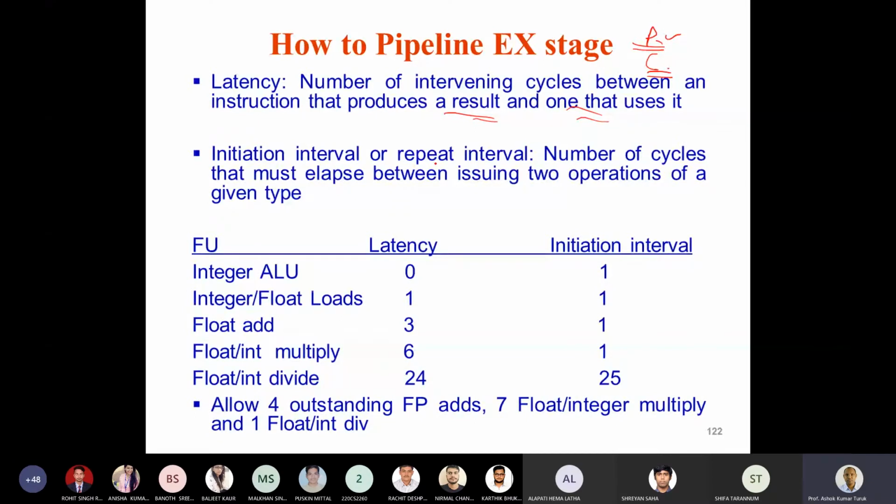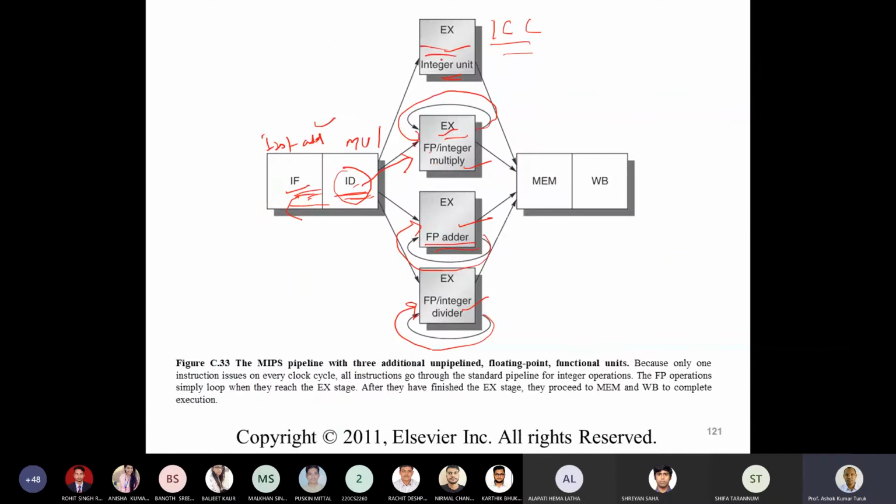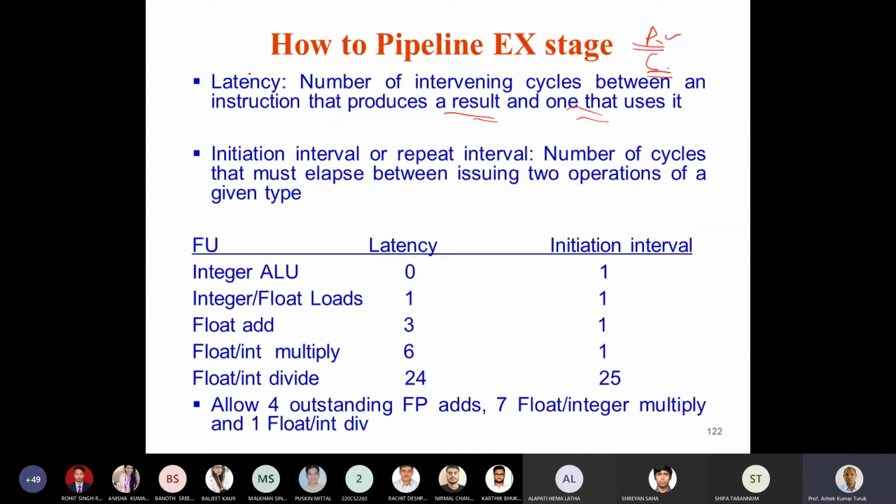Suppose there is only one functional unit for integer, and you have two integer add instructions. Both cannot be issued to the integer unit in the same clock cycle. This integer unit takes one clock cycle, so there is a lapse of one clock cycle. That means you issue this instruction, and after one clock cycle you can issue another one. So it is a lapse of clock cycles between the initiation of the two instructions.